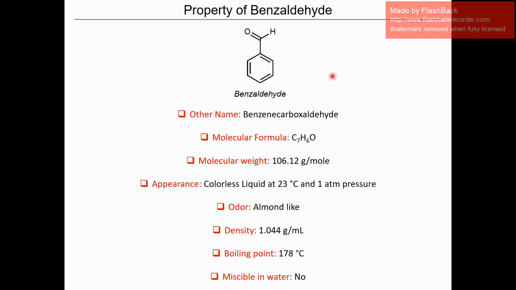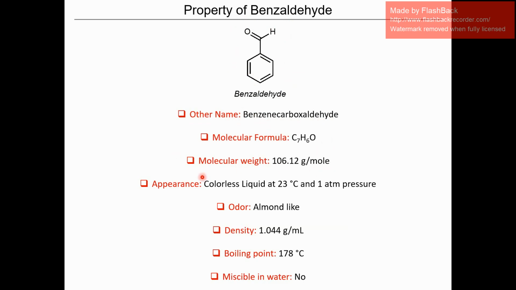To start with, let's talk a little bit about benzaldehyde. Benzaldehyde is an organic molecule. This is the formula, as you can see over here. It has an aromatic ring and it also has a carbonyl group bound to it. It has another name, benzenecarbaldehyde, but it's not commonly used. It's better to use benzaldehyde as it is. This is the molecular formula.